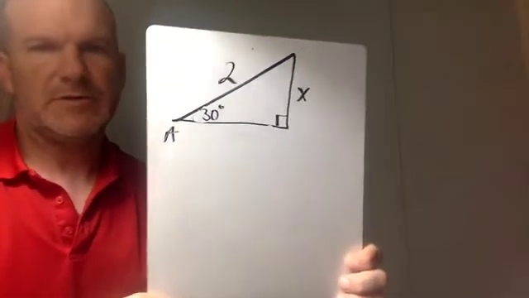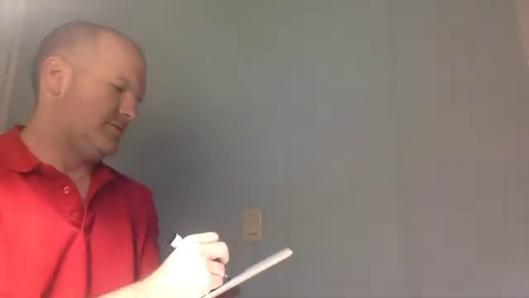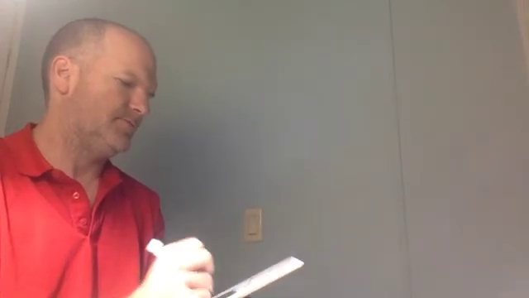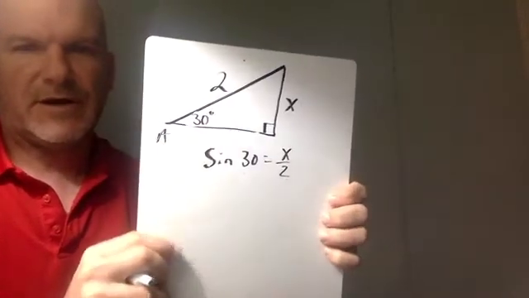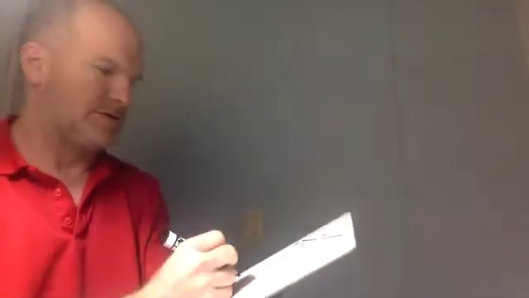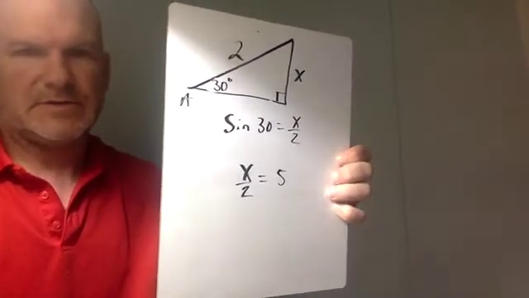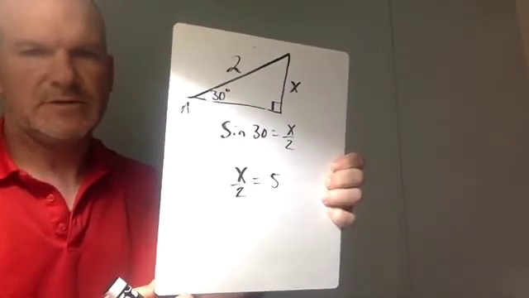Let's say our problem looked like this. We would use, say, sine of 30 is equal to x over 2. Now to solve for x, x is already in the numerator, which is good. This was just like the problem x over 2 equals 5. X is equal to 10. You just multiply 2 to the other side. So that's what we're going to do here.